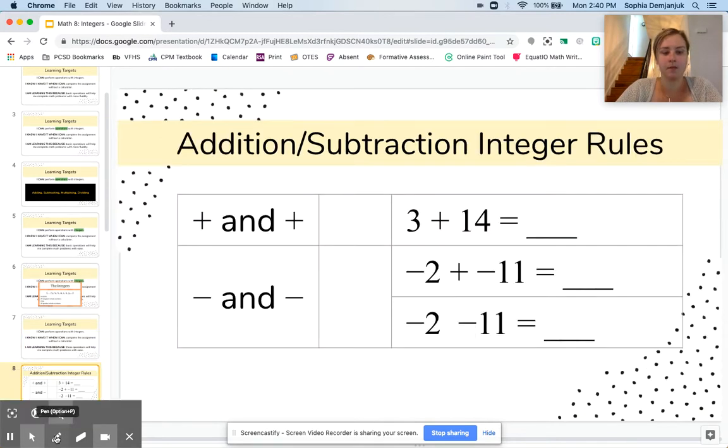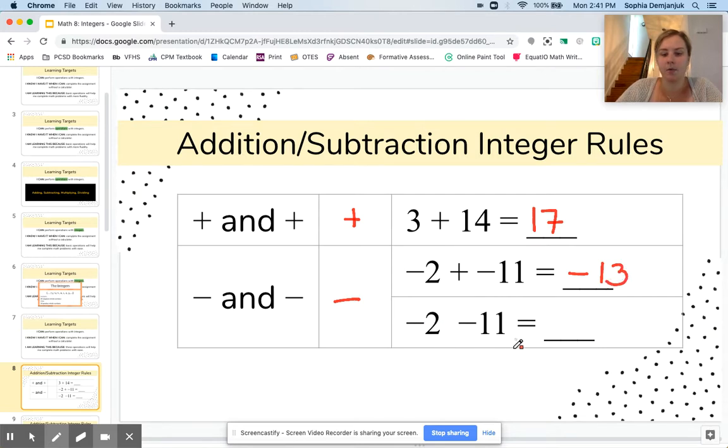So the first thing that we're going to talk about is the rules for adding and subtracting integers. Our first rule is same sign. So we have two positives or two negatives. When you're adding and subtracting integers with the same sign, you're going to just keep whatever sign it is and add your whole numbers. So a positive and a positive stays positive. 3 plus 14 we know is positive 17. Negative and negative means same sign, and then add your numbers. So negative 2 and negative 11 stays negative. Add your numbers 2 and 11 to give you 13.